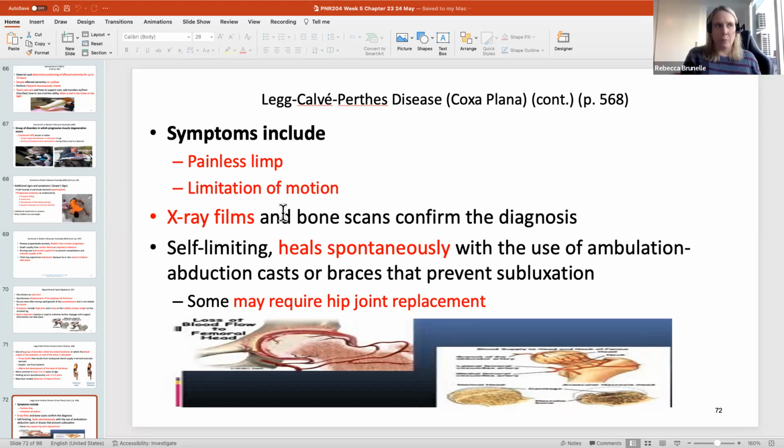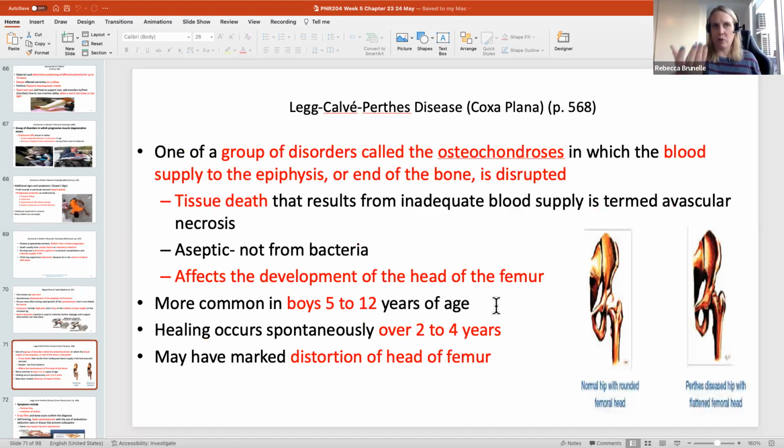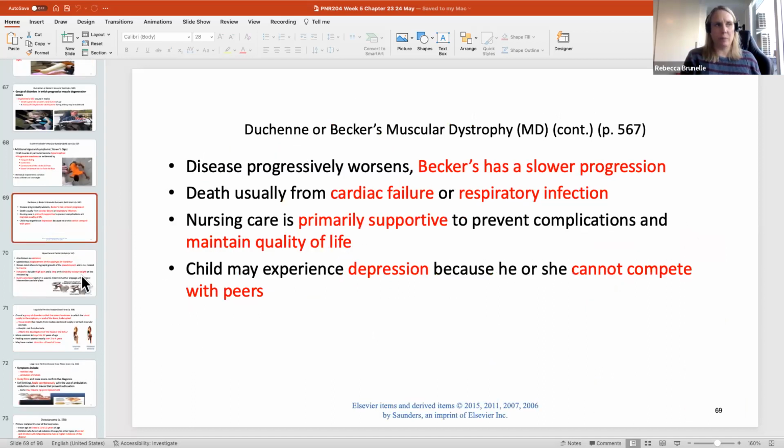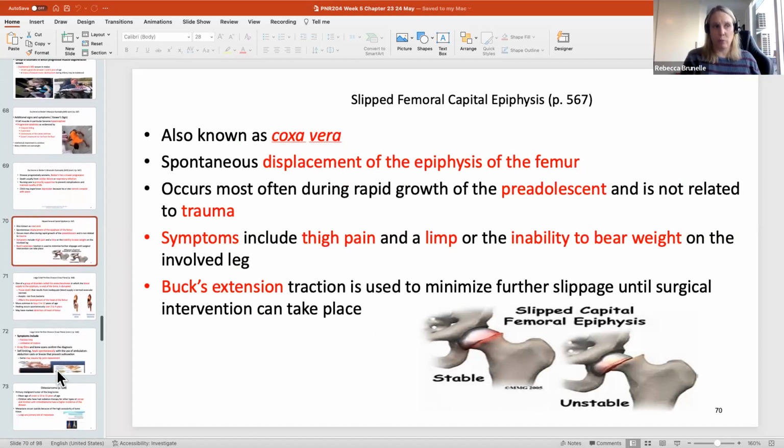Okay, so both Legg-Calvé-Perthes and slipped femoral capital epiphysis have to do with the femoral head, and are more common in boys than in girls. Legg-Calvé-Perthes is the one where there's not enough blood flow to the femoral head, and it can result in permanent damage to the femur head, where they ultimately have to have joint replacement surgery. Slipped femoral capital epiphysis is the one that they can sometimes treat with Buck's traction. So remember how to differentiate between those two different disorders of the femoral head.